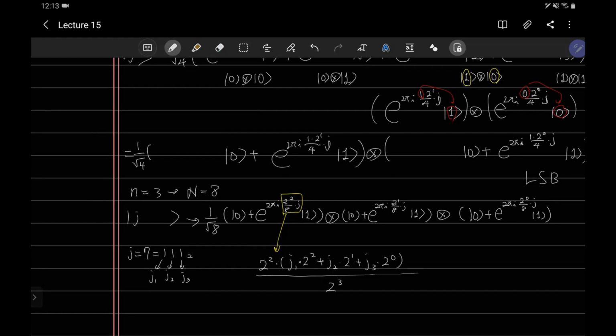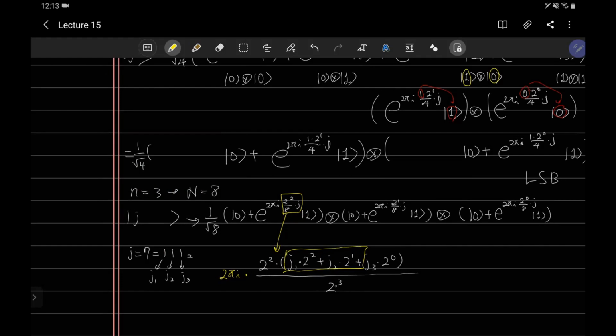Now what I'm going to claim is that these two terms don't matter. Why is that the case? Because this entire part will eventually be multiplied by 2 pi i, and then it appears as the exponent of the exponential. In this case, if we multiply 2 to the second by 2 to the second, it will be 2 to the fourth, and for this value it will still be 2 to the third.